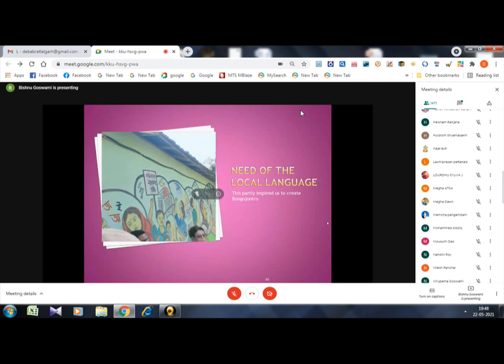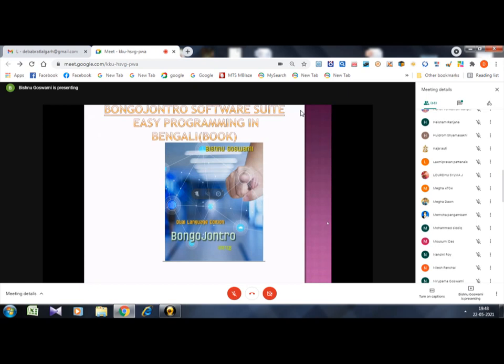We also found in Bangladesh that there is a deep need of this local language, and this inspired us to create Bongo Jantra, a module where we can program in Bengali, and this is partially based on BSM. And we also wrote a book, Bongo Jantra Software Suite. It is easy programming in Bengali, and this book is in a dual language edition.